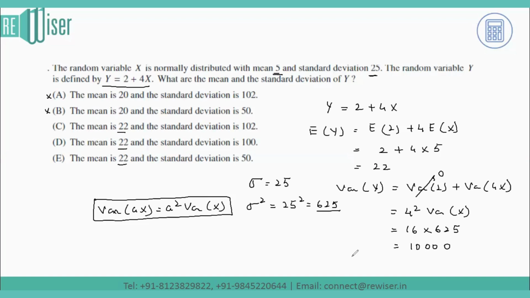Now, calculating the standard deviation for y, that is equal to the square root of the variance of y, which is the square root of 10,000. The value that we got is 100. So if we look at the options, the mean is 22 and the standard deviation is 100. So option D will be our correct option.